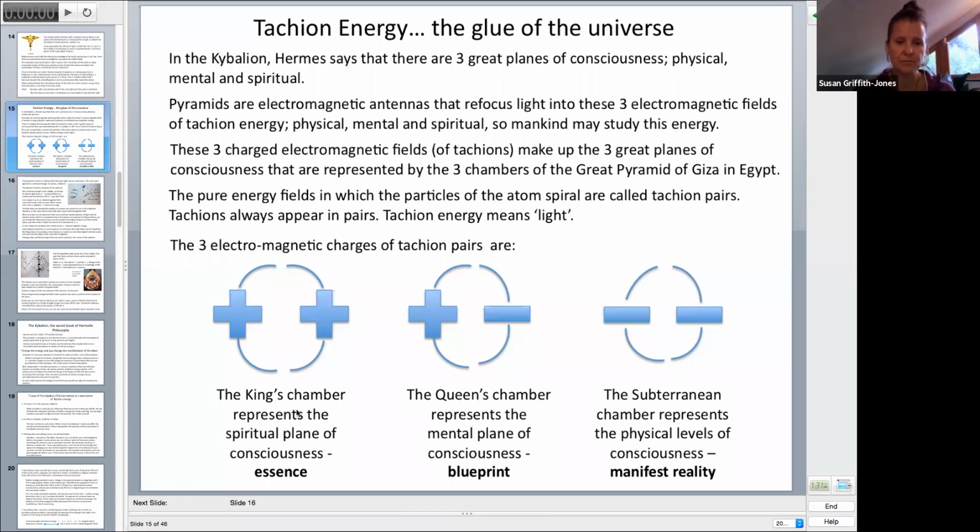So the positive, positive is relating to the king's chamber, representing the spiritual plane of consciousness that we up till now have been talking about as essence. The queen's chamber is representing the mental plane of consciousness, which we've been talking about as blueprint. And the subterranean chamber is representing the physical level of consciousness, which we've been talking about as manifest reality.